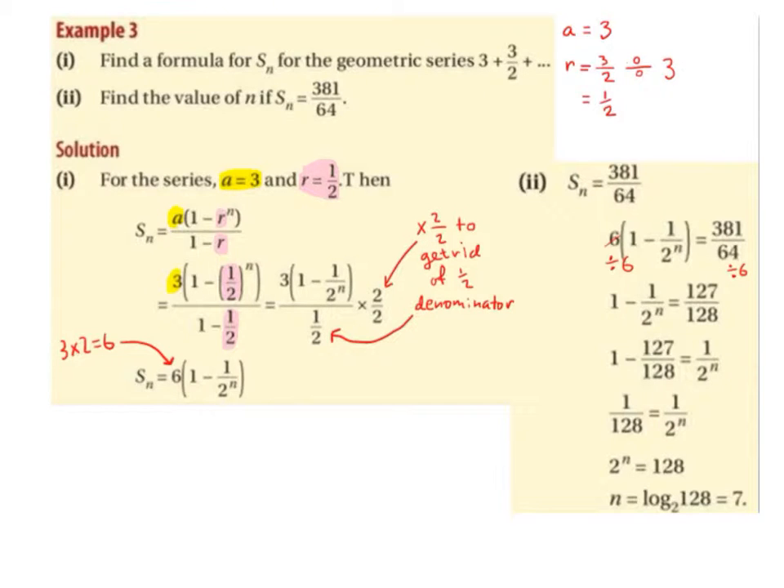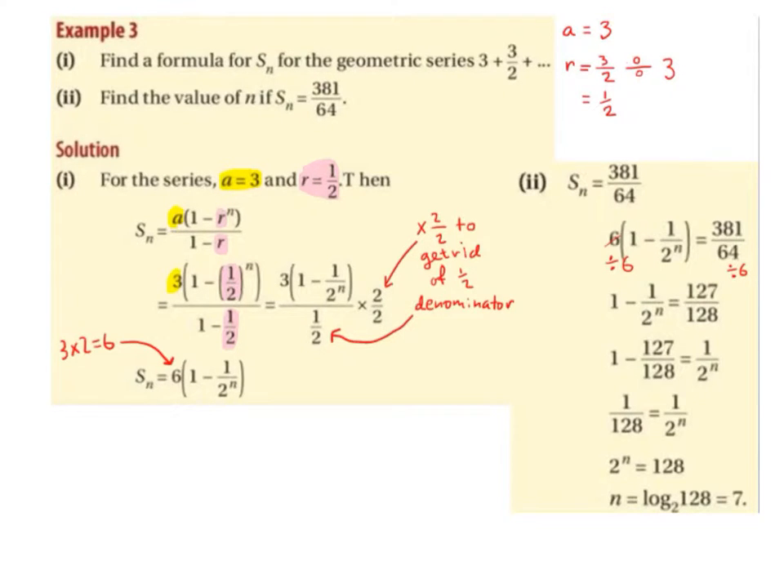So the first thing we have to do is to identify what A and R are. A being the first term is pretty simple. A is just going to be 3. It's the first term that we see. A equals 3. And R is the common ratio. So we're going to take the second term and divide it by the first term. So 3 over 2 divided by 3 is the same thing as 3 over 2 multiplied by a third, which will give us a half. So the common ratio is a half.